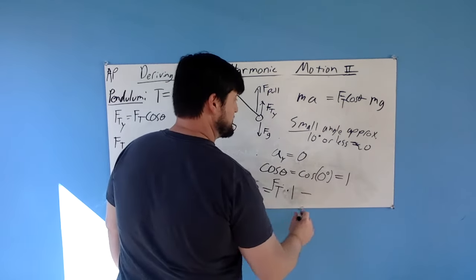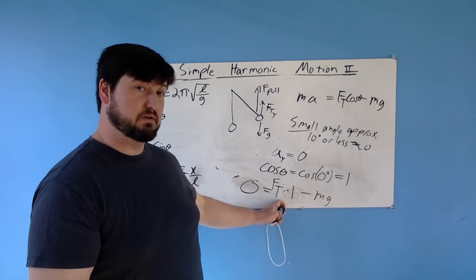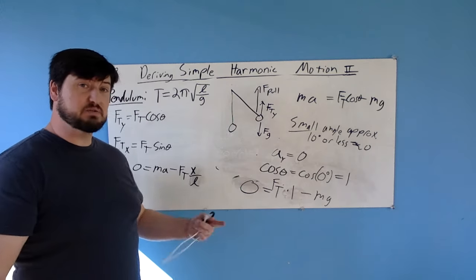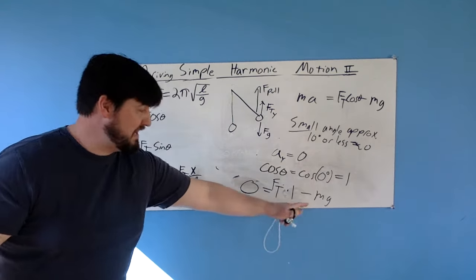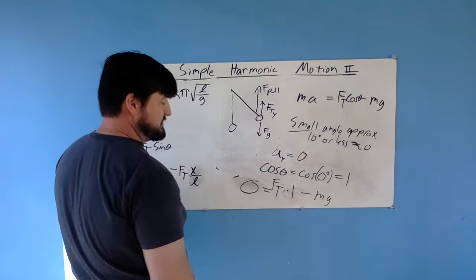So then we get minus mg. And look at that, that's also starting to look like some simple harmonic motion stuff now, isn't it? Okay, but let's take this one step further. Let's go ahead and solve for the force of tension here because now we can do it. We have another term in here to do something with, okay? So let's solve for our force of tension.